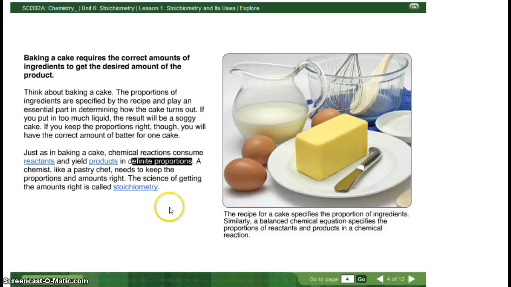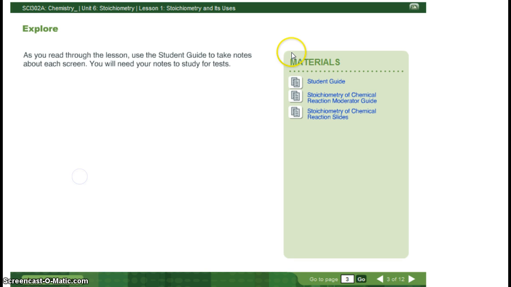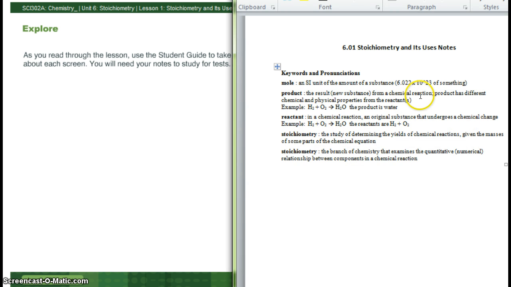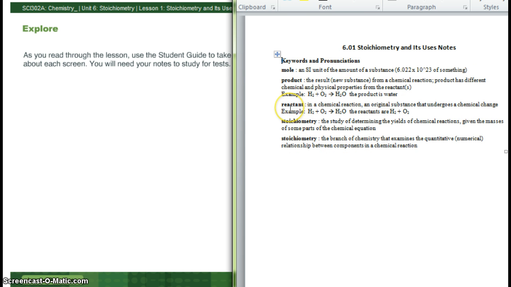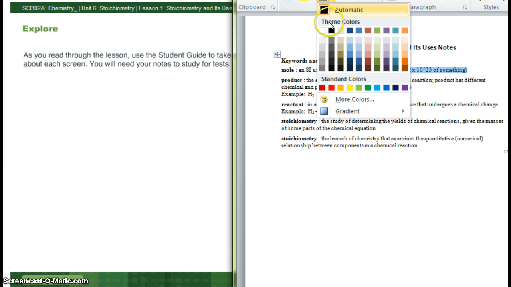Okay, now we need to take some notes. Okay, I went back to this first slide and I downloaded the study guide. You can use the study guide, or if you want, you can just make your own Word document. And what I did is I just put my title. Here's the lesson that we're doing. And then I put down the keywords and pronunciations. However, I added a few things on my sheet that I felt were important. So please be sure you're using the pause button and add things that you also feel are important.